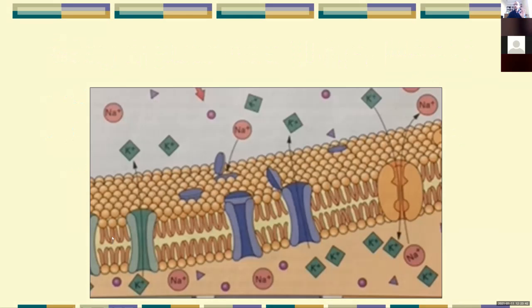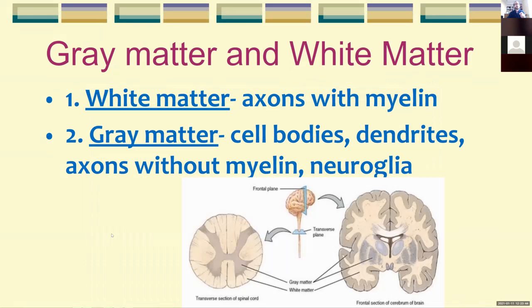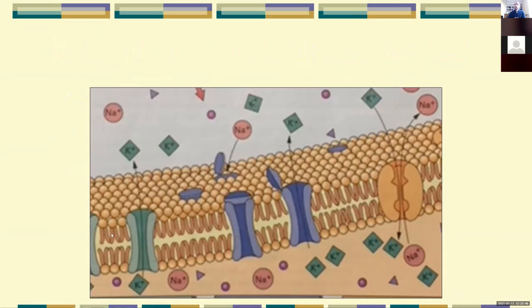But if we go down deep into the neuron itself, we then need to try to understand, how does a bit of information get from one end of the neuron to the other end of the neuron?